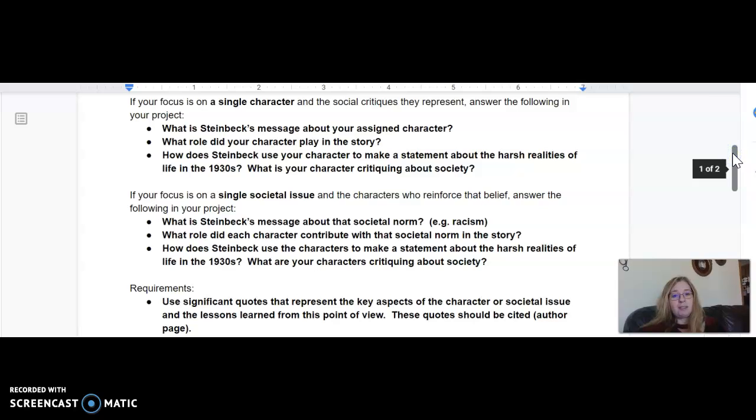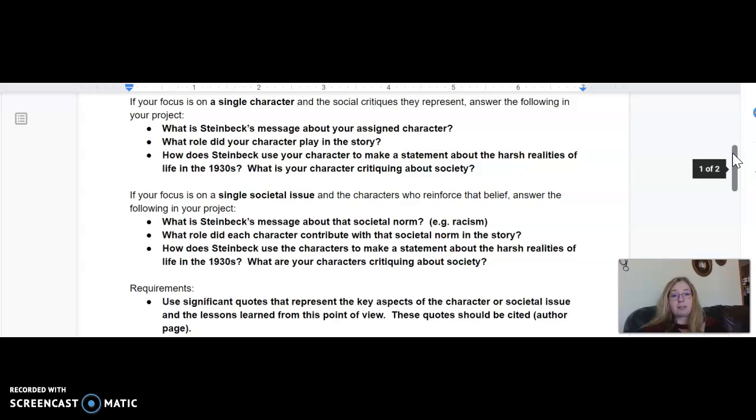So if you're focusing on a single character, you're going to answer some of these questions. What is Steinbeck's message about your assigned character? What role did your character play in the story? How does Steinbeck use your character to make a statement about the harsh realities of life in the 1930s? And we've talked about some of that in class, as well as you've heard me talk about it in my annotation recordings. What is your character critiquing about society?